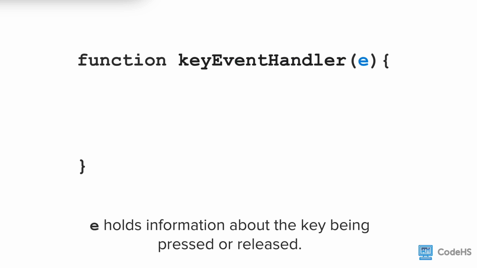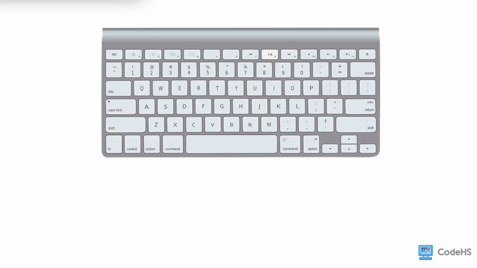So what is this e for key events? e is a parameter that holds information about the event. It can be any variable name, but you will commonly see it named event or just the letter e. In the case of a key event, e holds information about the key that the user presses. We can access this information by e.key. The key property returns a string that identifies the keyboard button that was pressed.